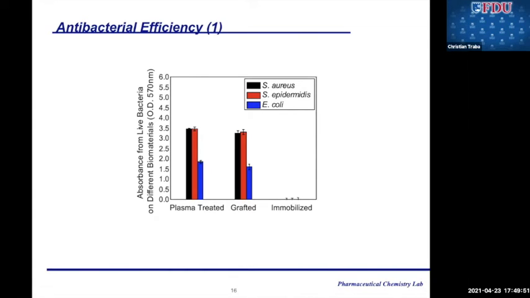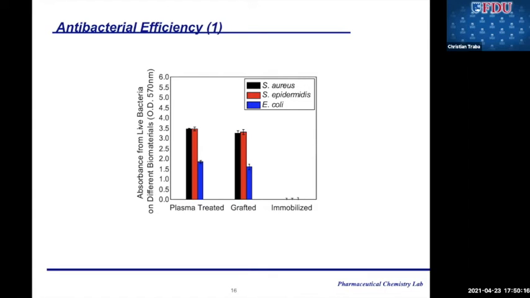Viable bacterial numbers on surfaces were quantified using optical density at 570 nanometers. These changes allowed us to compare live bacteria versus dead bacteria. The data represents the mean and standard deviation of at least 20 samples.